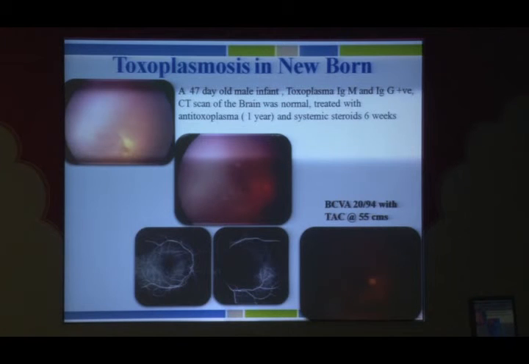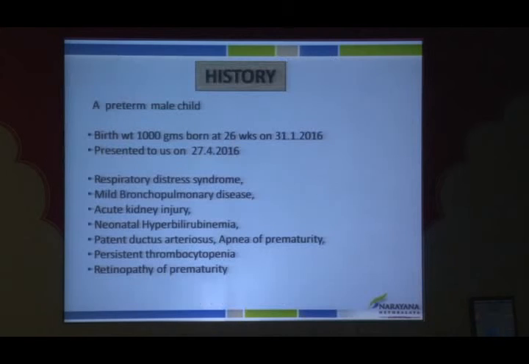Here is a 4-year-old male infant diagnosed with active posterior uveitis. On investigations, toxoplasma came positive. CT brain was normal. The child was put on antitoxoplasmic treatment for 1 year, and systemic steroids were given for 6 months, following which we could see complete resolution of the retinitis in this case.